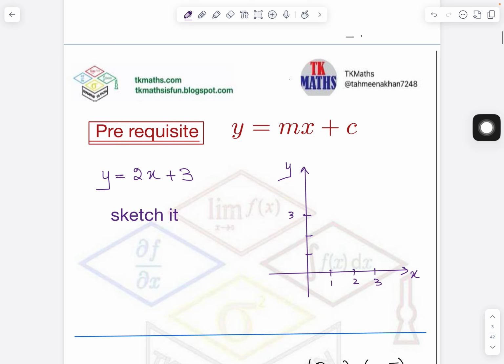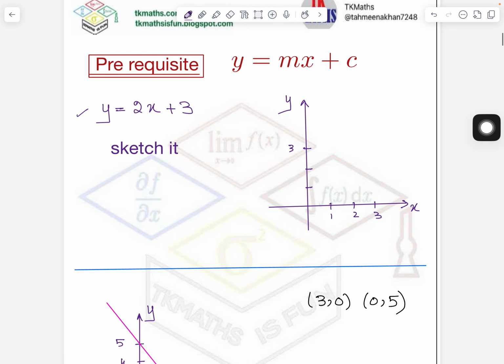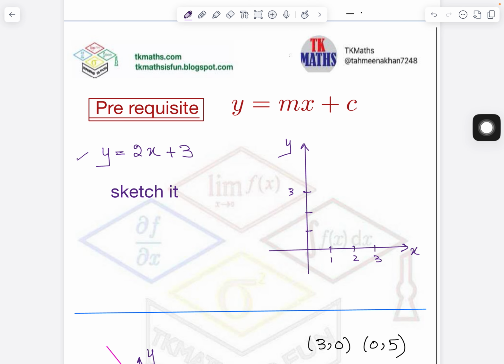So the prerequisite for this topic is to understand what y equals mx plus c is, the general form of the straight line equation. If the equation of the line is given, then how you will sketch it. And if the line is already given, then how you will find the equation of the line. So let's quickly go through these 2 concepts and then we will go into the graph of the linear inequalities.